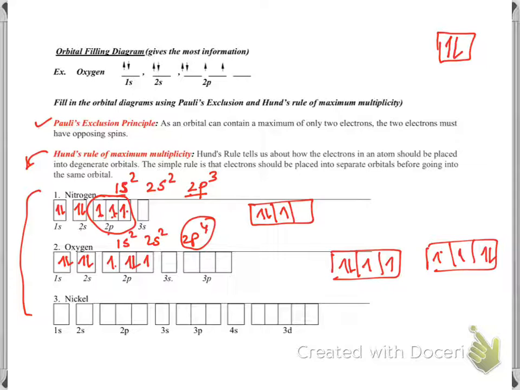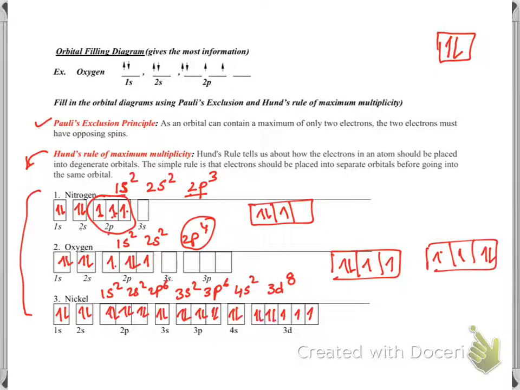Nickel atomic number is 28. Its electronic configuration is 1s2, 2s2, 2p6, 3s2, 3p6, 4s2, 3d8. So here is my 1s2, 2s2, 2p6, 1, 2, 3, 4, 5, 6. 3s2, 3p6, 1, 2, 3, 4, 5, 6. 4s2, 3d8. Same rule, Hund's rule. 1, 2, 3, 4, 5, 6, 7, 8.